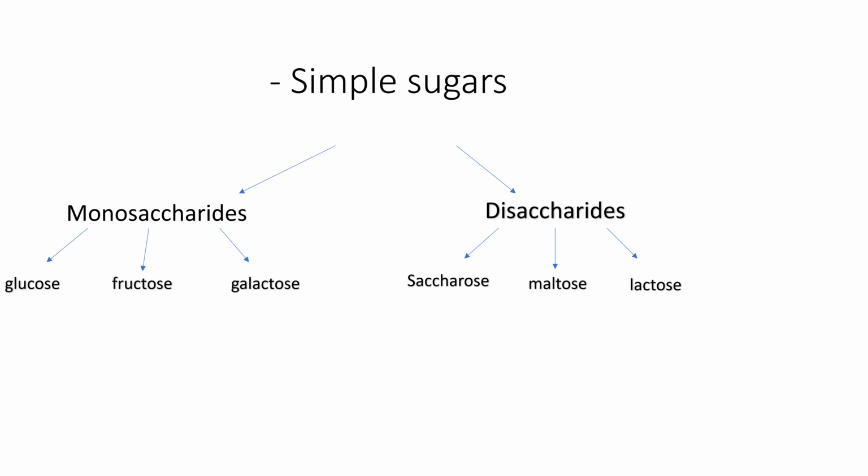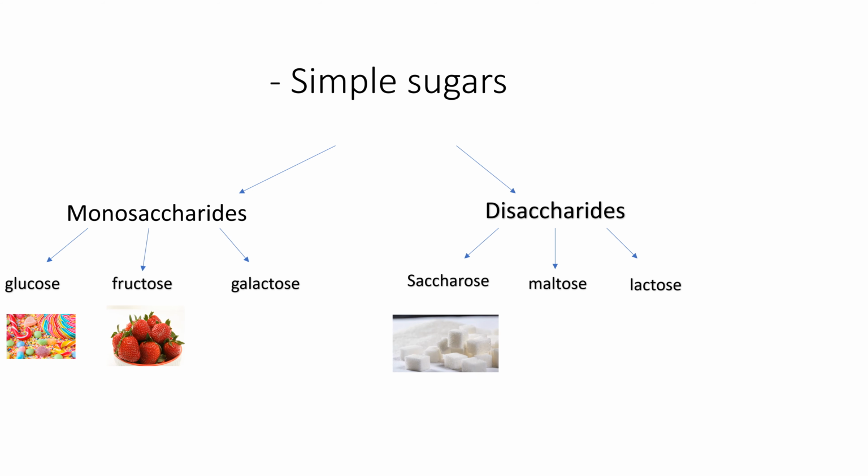So where do you find all of these sugars? Well, glucose, you find it in candies, things like that. Fructose, you find it in fruits. Saccharose is like the everyday sugar, the sugar that you buy and put in your coffee or your tea, the regular sugar. And lactose is the sugar that you find in milk.